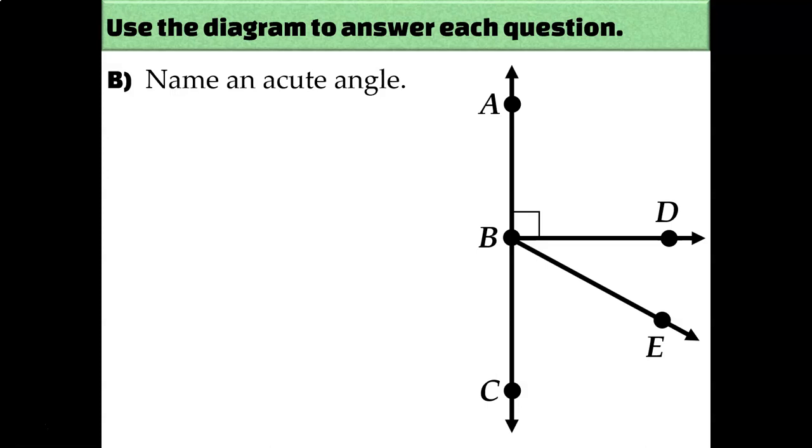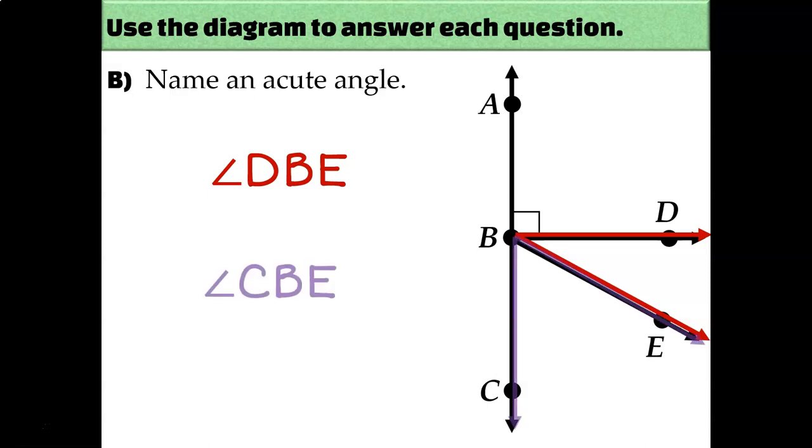Let's find some acute angles in this diagram. Acute angles measure less than 90 degrees, so you need something that's smaller than the corner of your paper. In fact, some people, especially younger grades, get taught that it's an acute little angle, and cute means small, so you're looking for a small angle. I actually see two acute angles in this diagram. Angle DBE looks like it measures less than 90 degrees, and also angle CBE looks like it measures less than 90 degrees. So they would both be acute.